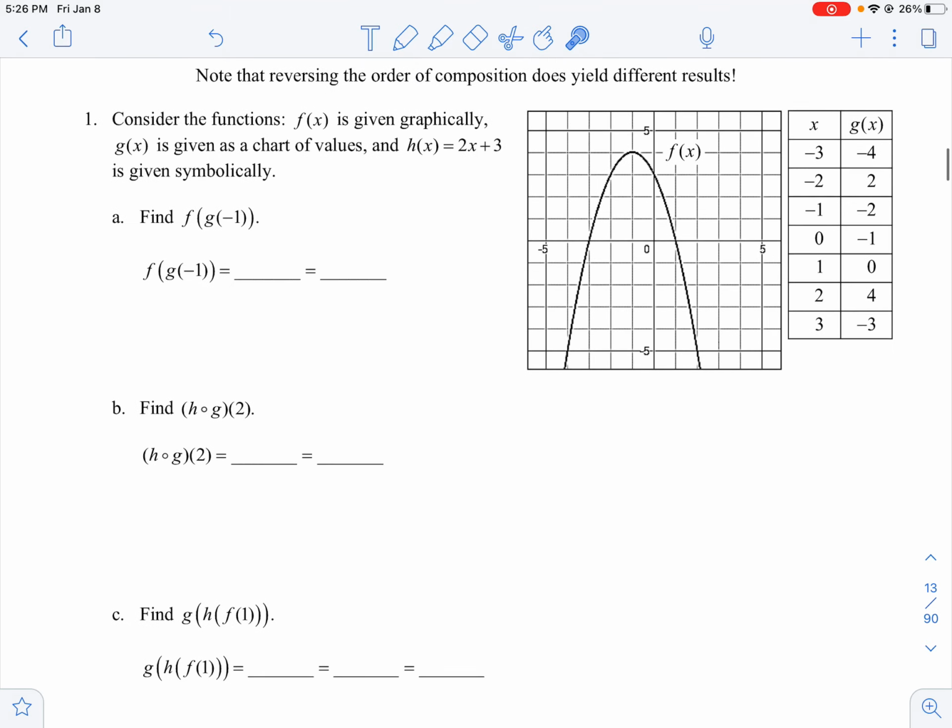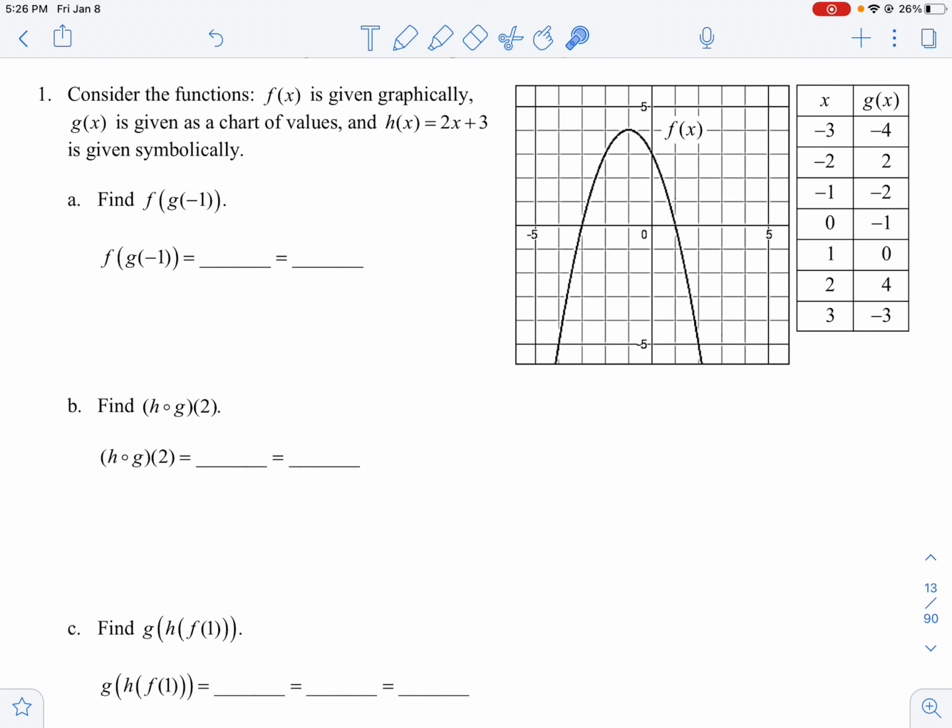Okay, let's start. Consider the functions: f of x is given graphically, g of x is given as a chart, and h of x is given as an equation, 2x plus 3. The problem here is that we're looking at three different functions: function f is given in the graph, h of x is given in an equation, and g of x is given in the table or chart.